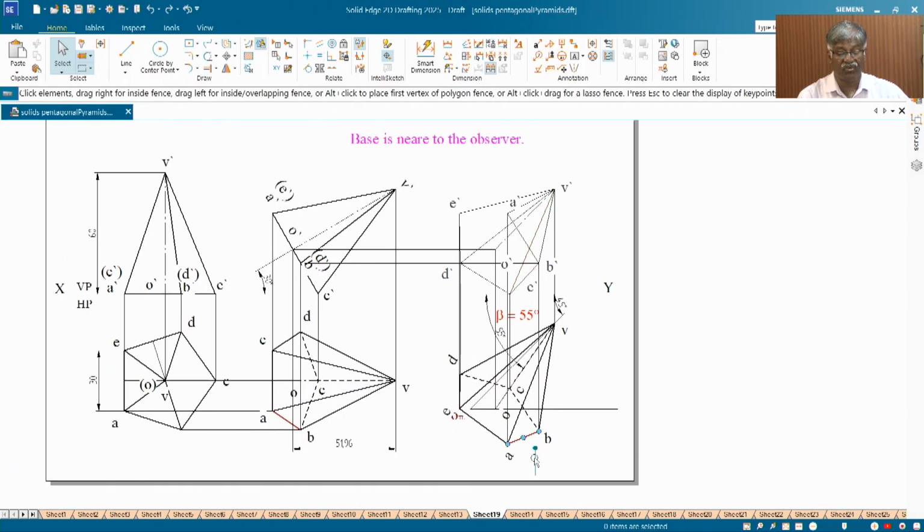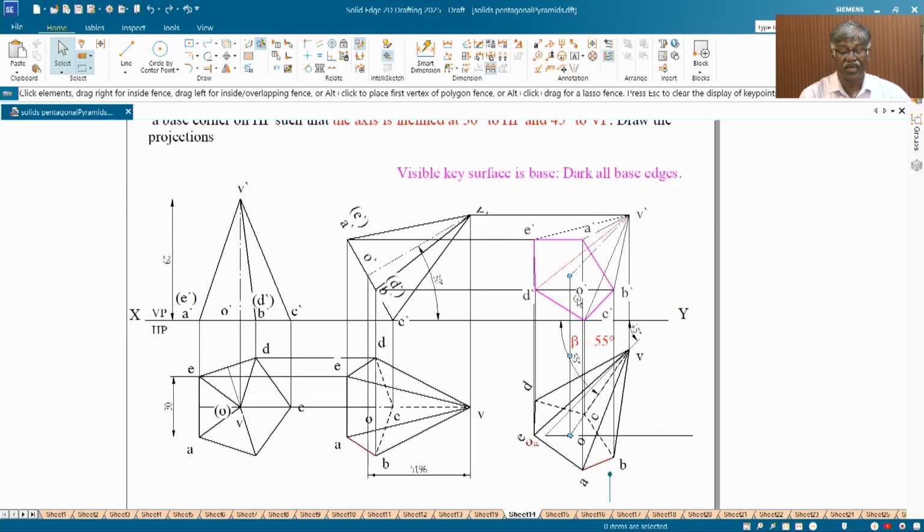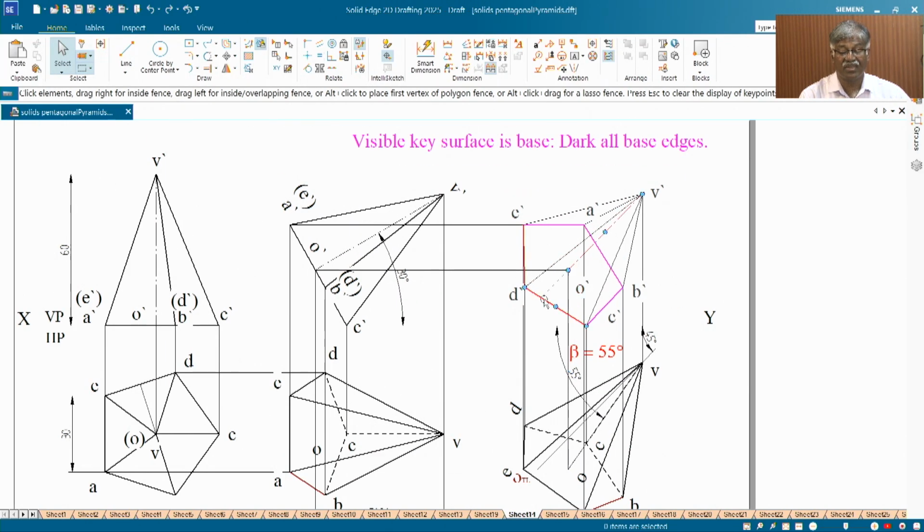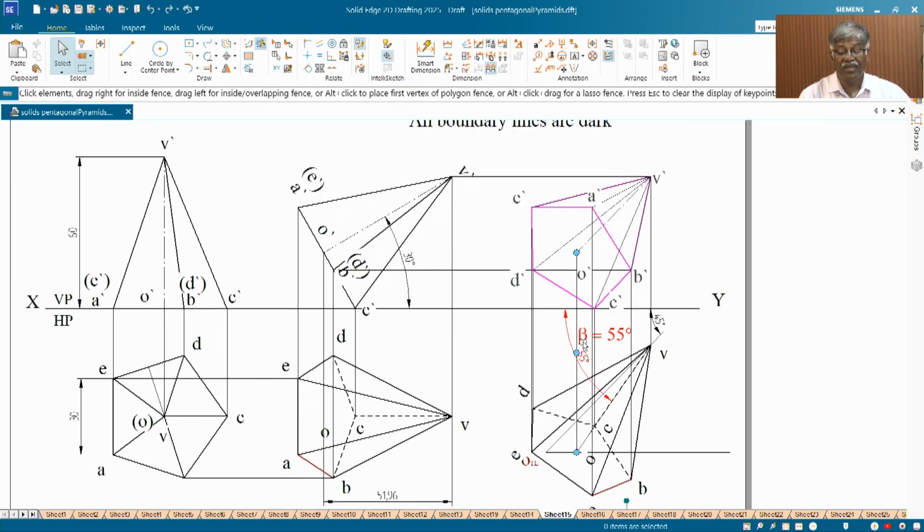So what is best to do is, you take the key surface reference. Which is the visible key surface? The nearest key surface to you. This is the base. That is the only criterion you need. The rest of the things, the sequence of procedure will take care. Now, darken all these lines. Base edges: first, basic procedure 1 is to darken all base edges because they are nearer to the observer. Yes, I have taken this colored one as the first procedure. Next procedure is to take the boundary lines dark.